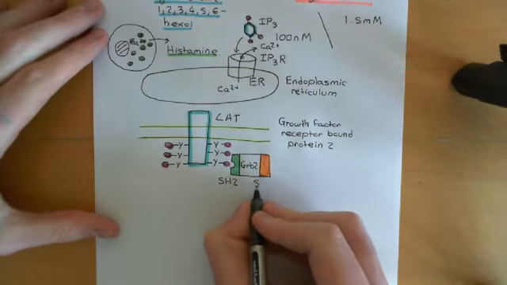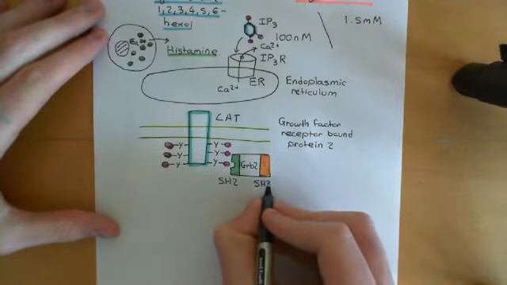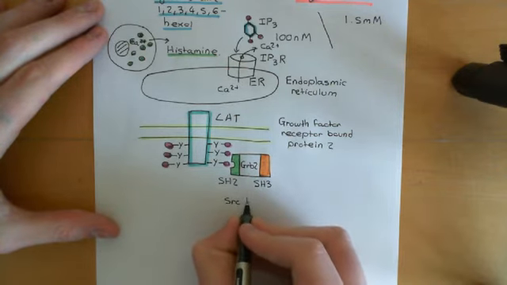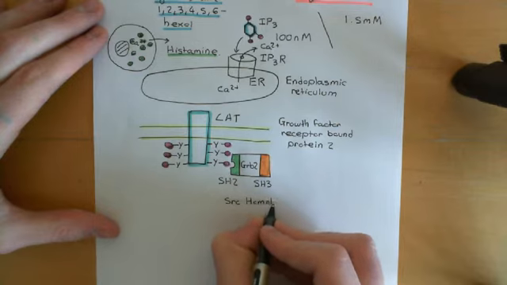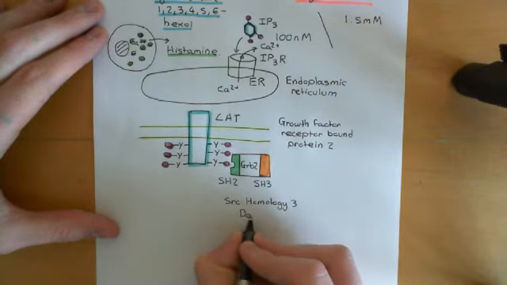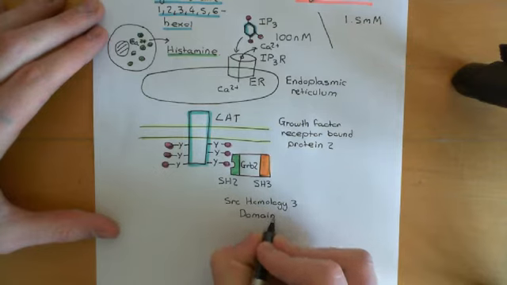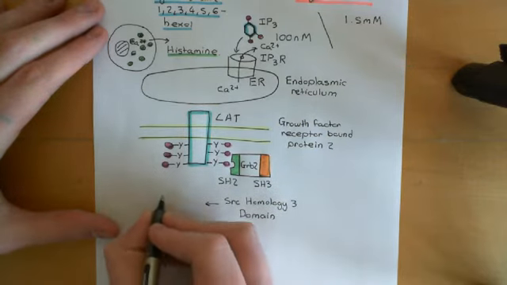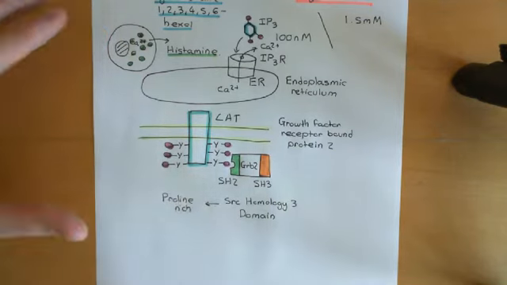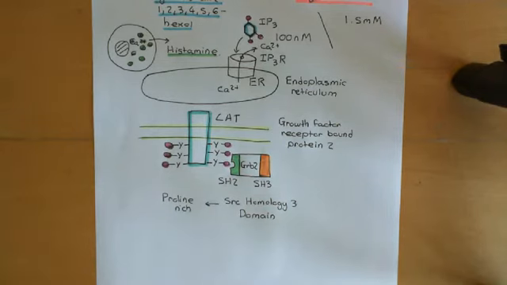Okay, and for short, the Src homology 3 domain is abbreviated to SH3. So this is the Src homology 3 domain. Okay, and Src homology 3 domains bind to portions of proteins that are proline-rich. So SH2 domains bind to phosphotyrosine residues, SH3 domains bind to proline-rich portions of proteins.